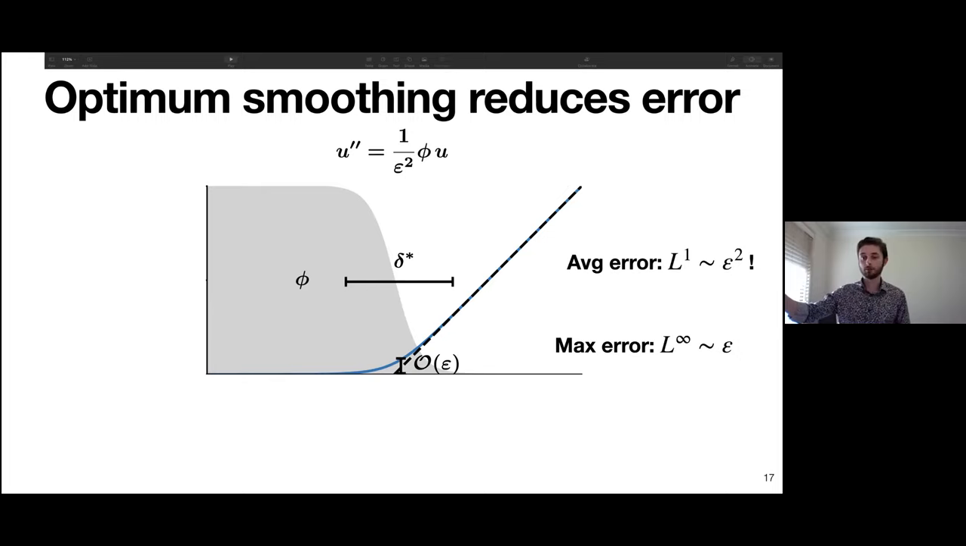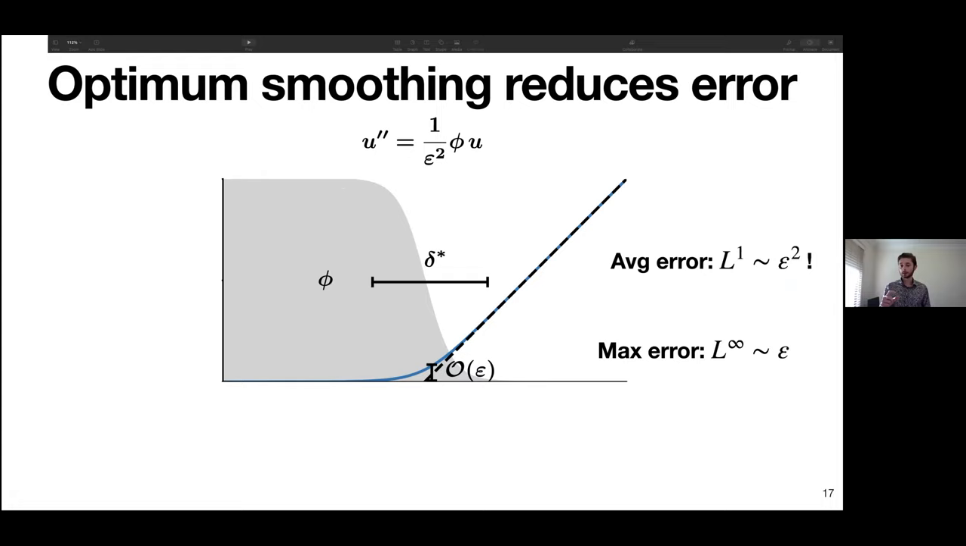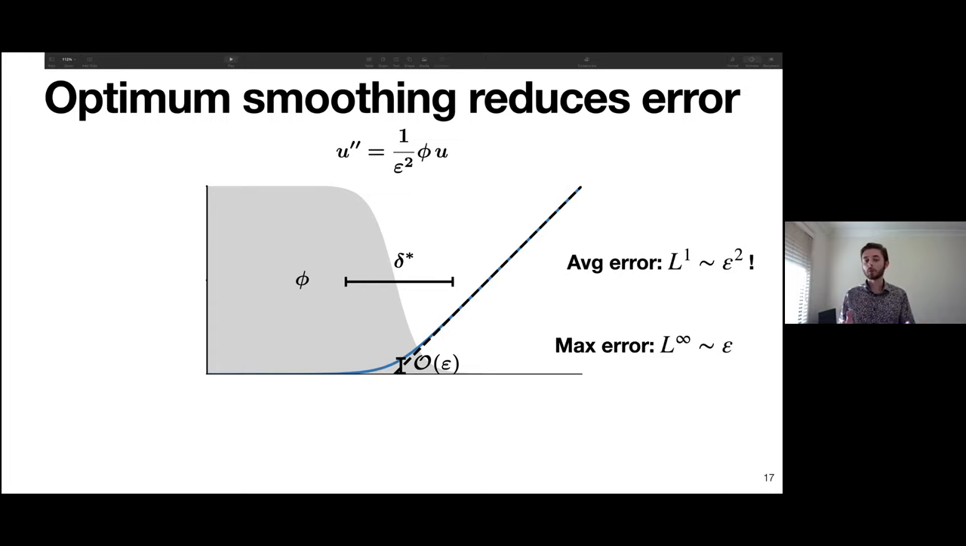Right? So you do still have an order epsilon error at the boundary itself. That always happens because it is the length scale over which it can transition from fluid to solid. But we've fixed it going out into the fluid. So we've localized all our error to the boundary, and in an average sense, the error is now epsilon squared. So that alone, this is a really simple fix. You just have to pick your right smoothness, and that will get you epsilon squared accuracy.